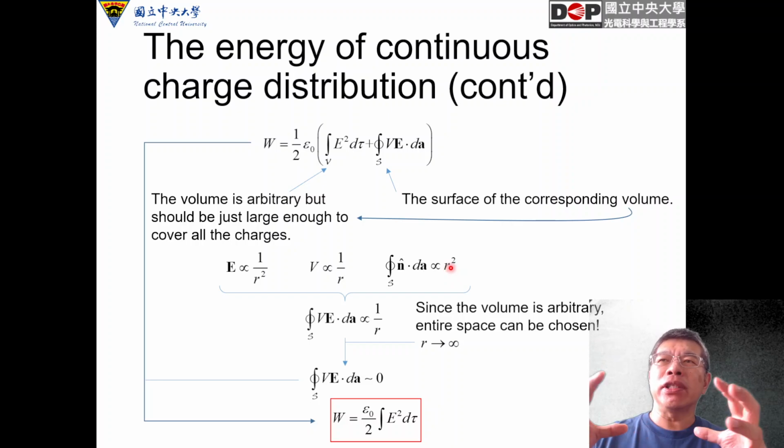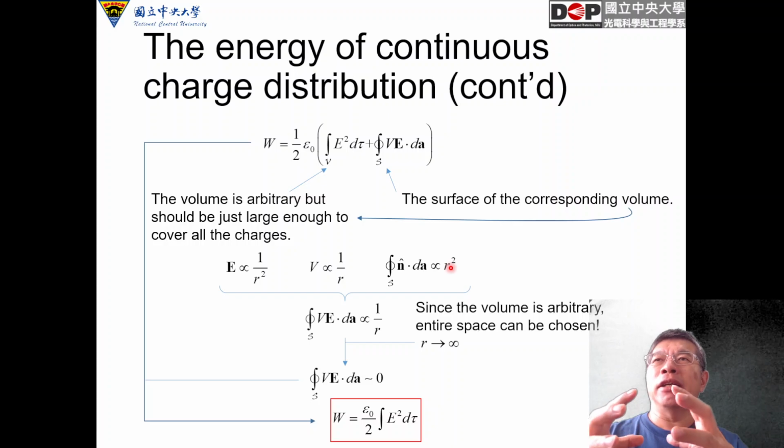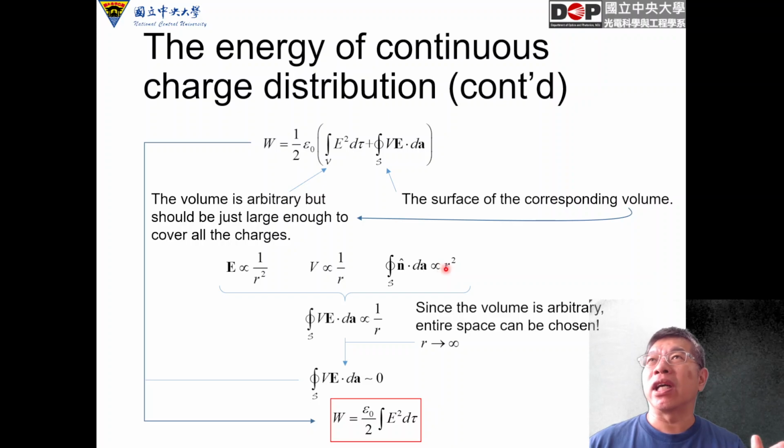So if the volume is bigger, the area will be bigger, but the volume is proportional to r cubed, whereas this one is proportional to r squared because it's the area. Okay, now take a look at this term. It has a potential, I'm sorry, it has a potential and it has the electric field. So it will be 1 over r times 1 over r squared, and the area goes as r squared. So the entire thing scales as 1 over r.